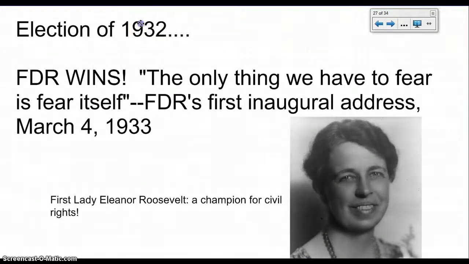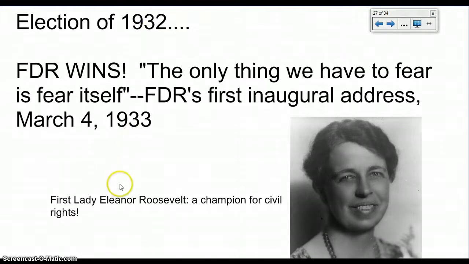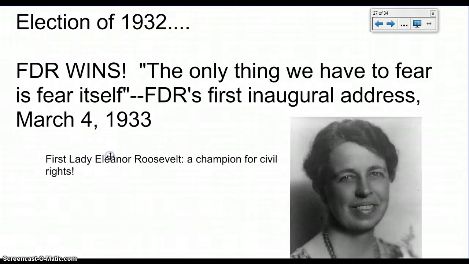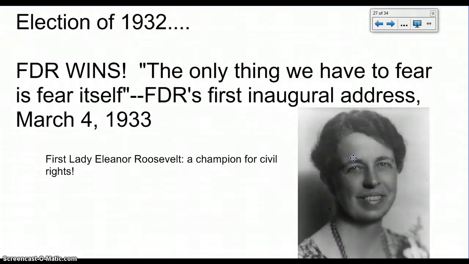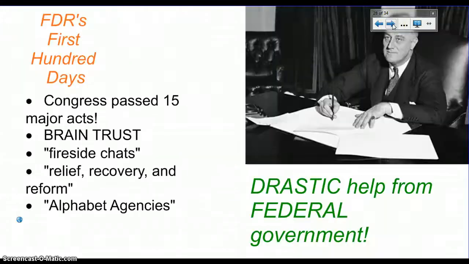So it makes it pretty easy in 1932 for a Democrat to win, even though we haven't seen a Democrat in office now for quite some time, since Woodrow Wilson. So FDR does win, and in his first inaugural address, he's going to try to really shift that tone and say the only thing we have to fear is fear itself. So trying to reassure Americans that better times are ahead. And here's his wife, First Lady Eleanor Roosevelt. We'll see she'll really push for civil rights and put pressure on her husband to make changes for civil rights.